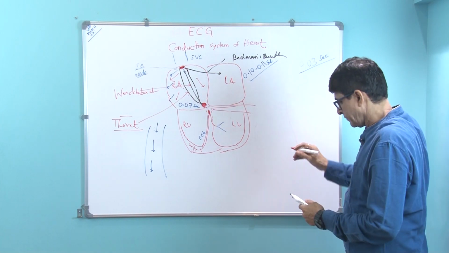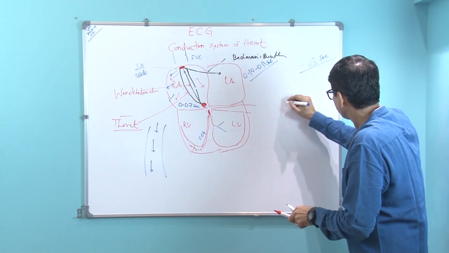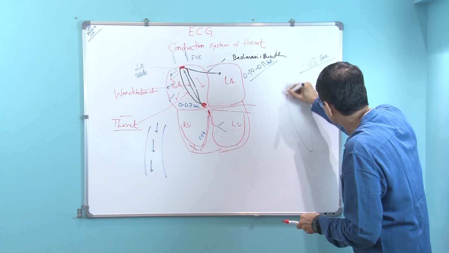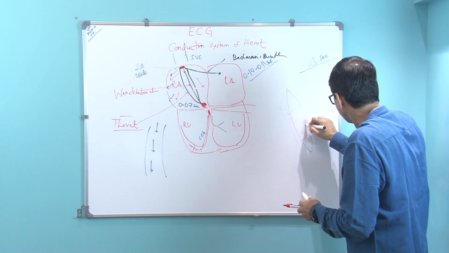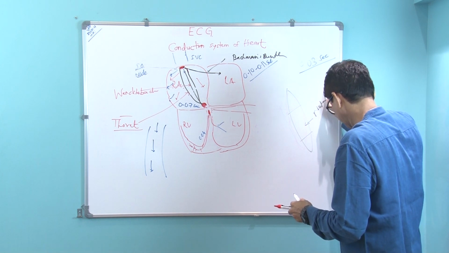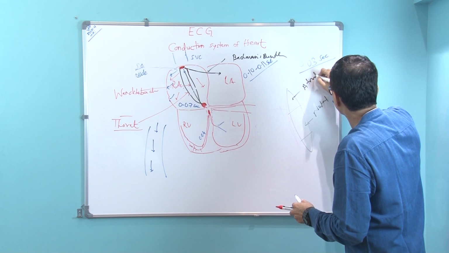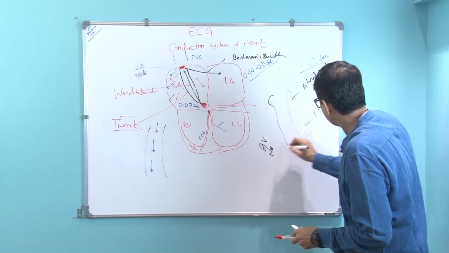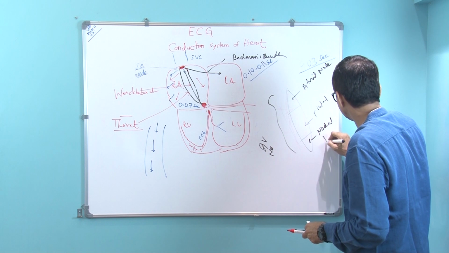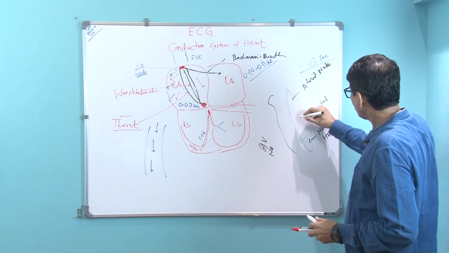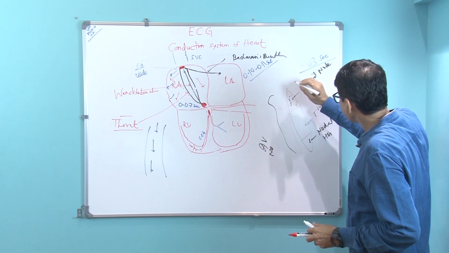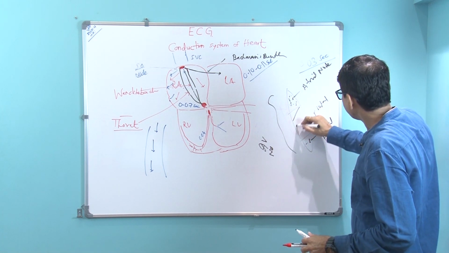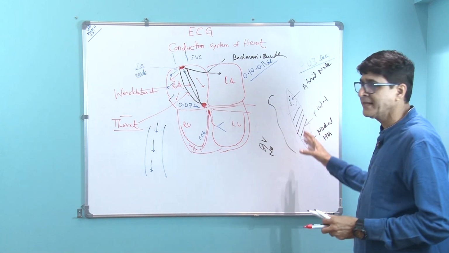See this AV node I am drawing here. It has three parts. This is atrionodal, this is the nodal, and this is nodal His, because it is close to the bundle of His. So it has enhanced automaticity, meaning it can depolarize or generate the impulse in this portion also, but this portion doesn't. So there is a delay in AV conduction.